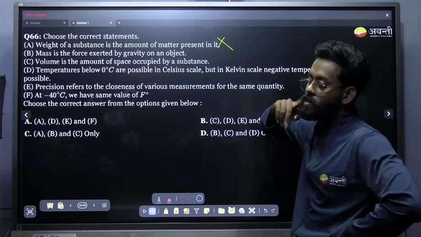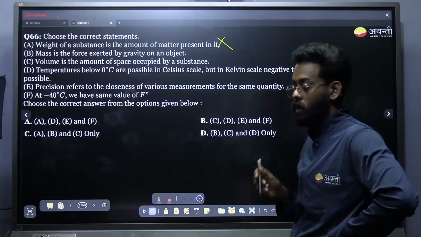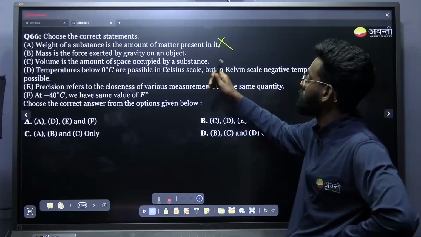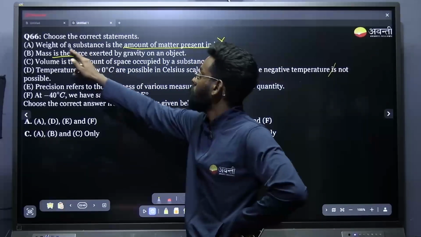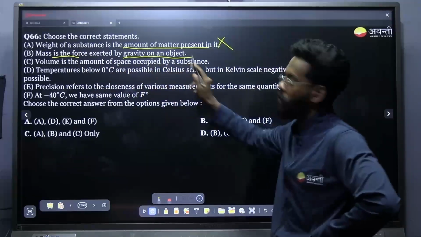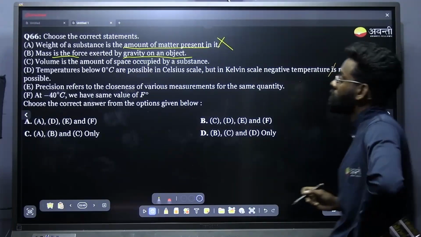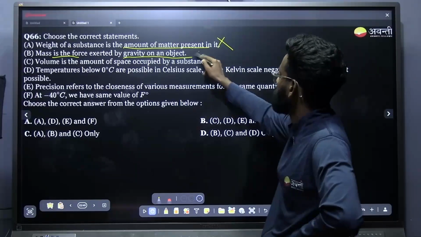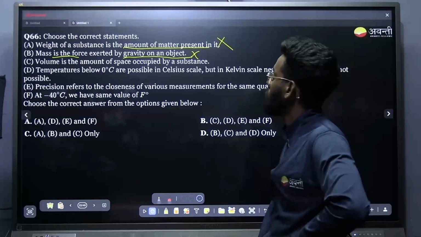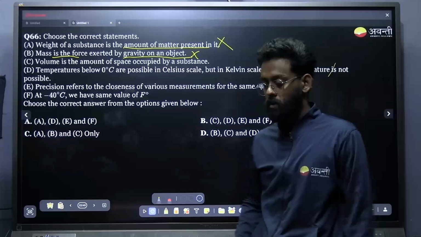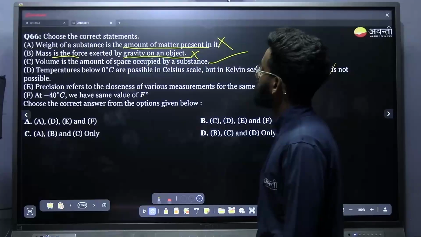What is weight? Weight is the gravitational force exerted on an object. And what is mass? Mass is the amount of matter present in it. Weight is the force exerted by gravity on an object. So these both are wrong, and the definitions of these two are opposite to each other. What is volume? Volume is the amount of space occupied by a substance. Yes, very good.